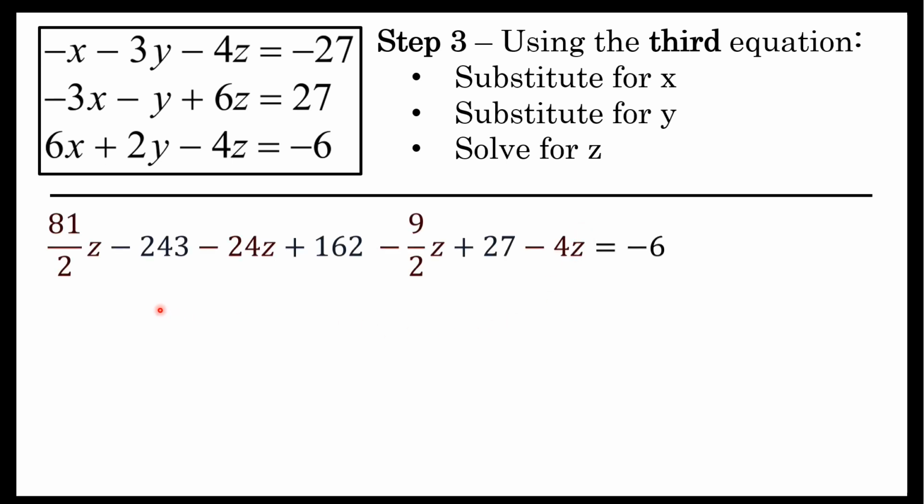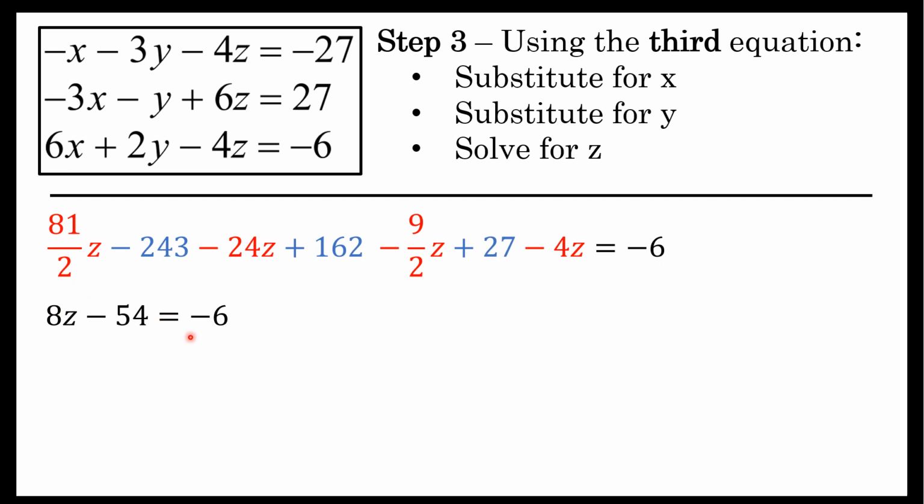There are actually 4 terms involving z, which I've highlighted in red here, and 3 constants on the left side of this equation. I'll combine those. 81/2 minus 24 minus 9/2 minus 4. All of those together have a sum of 8z. And the constants, -243, positive 162, and positive 27, have a sum of -54. And that's all equal to -6.